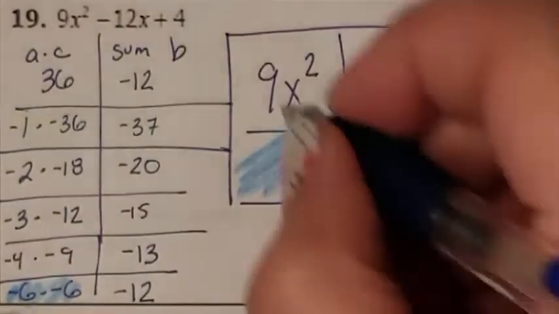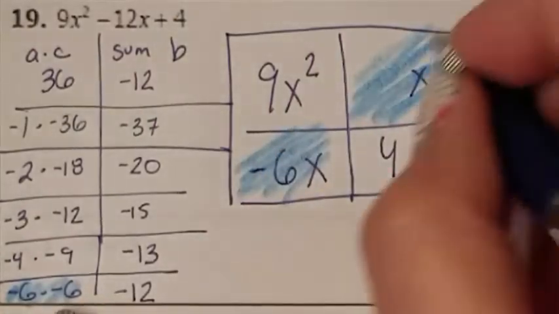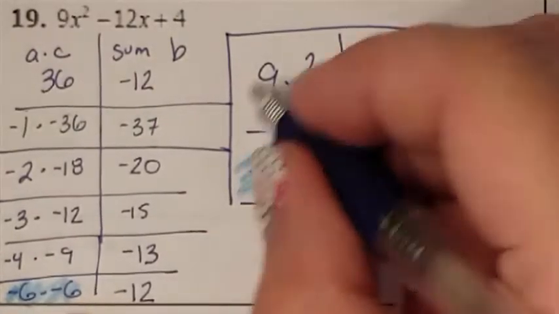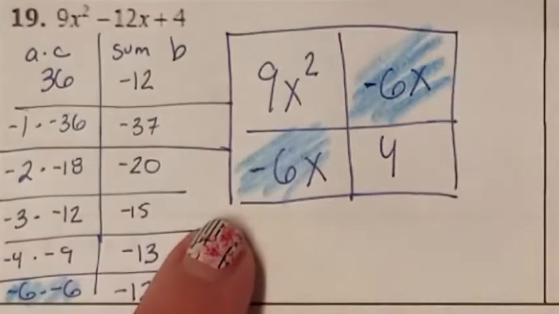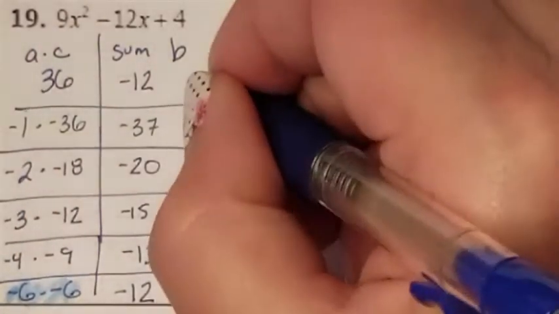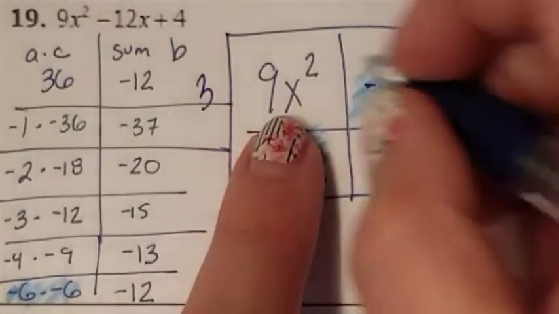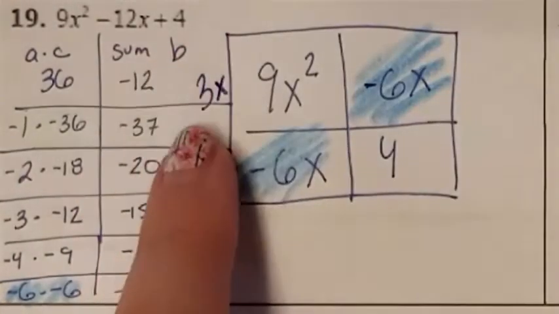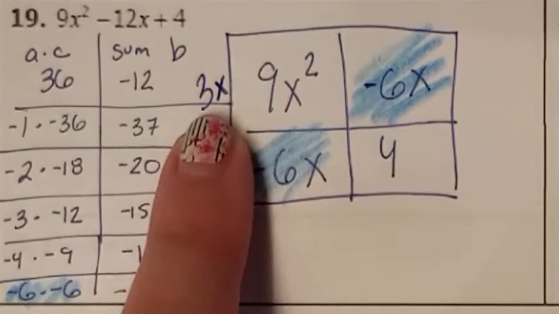So that meant that these are the two numbers that need to go into these two spots. So -6 goes here, this -6 goes here. Now that I have the areas, I need to find the sides. 9 and -6, what do they have in common? They have 3. X squared and x have an x in common.